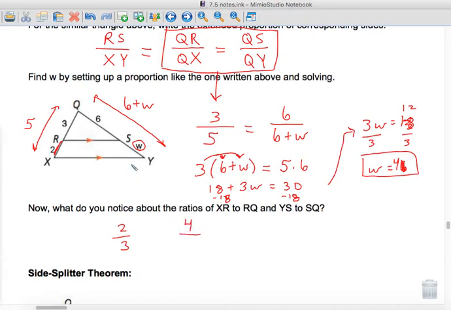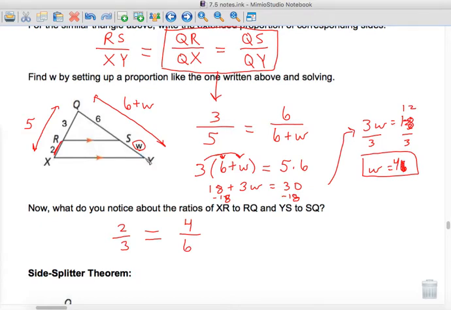4 over, and then QS or SQ is 6. What do we notice about those two ratios? They're equal. 2/3 and 4/6, those are equal ratios. So some of you, I bet, when we saw this problem up here, originally wanted to do 3 over 2 equals 6 over W. That's not the ratio of the sides.